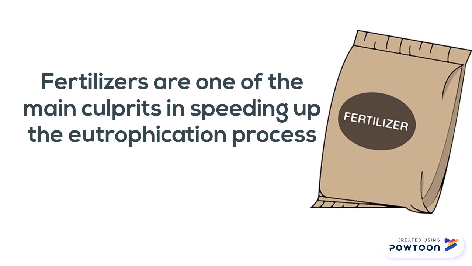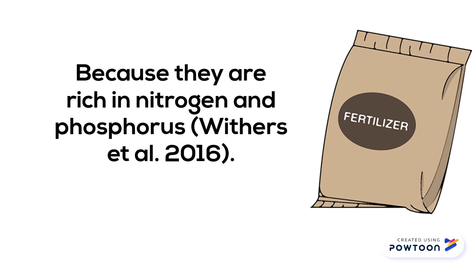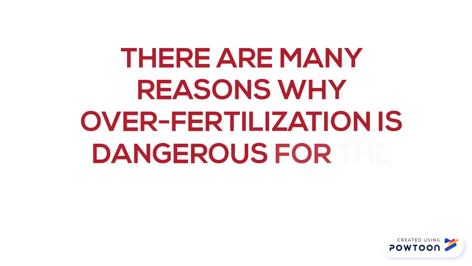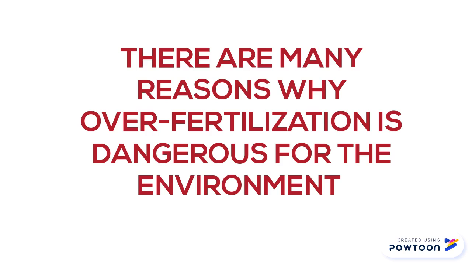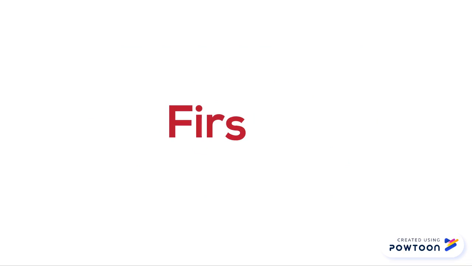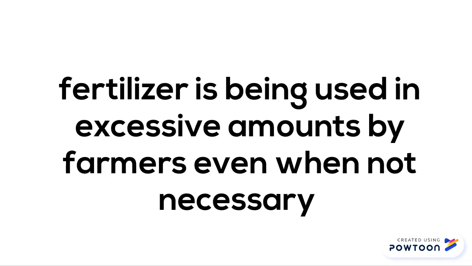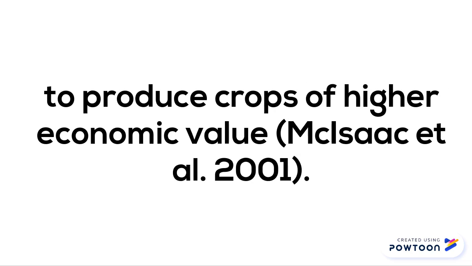Fertilizers are one of the main culprits in speeding up the eutrophication process because they are rich in nitrogen and phosphorus. There are many reasons why overuse of fertilizers can be dangerous for the environment. Firstly, fertilizer is being used excessively by farmers, even when not necessary, to produce crops of higher economic value.